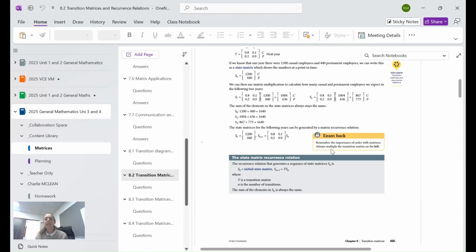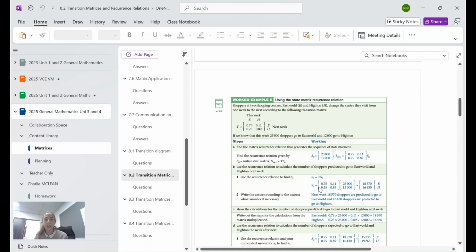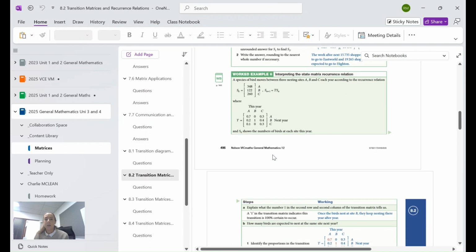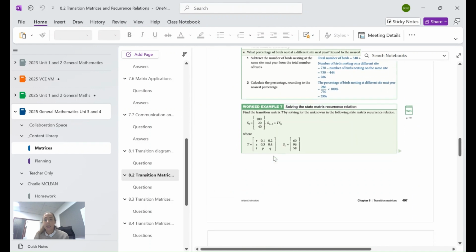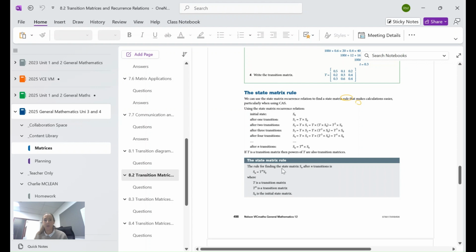Okay, you need to remember too that the transition matrix has to be on the left-hand side for this. So it is T times Sn. You can't flip them. Multiplication in matrices, remember, isn't the same as our traditional multiplication. We can't just be flipping and swapping. Order matters. Okay. I'm going to skip over that for a little bit and let you go through them. I'm just going to go through the content first.